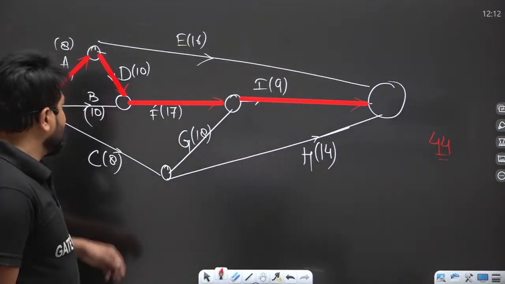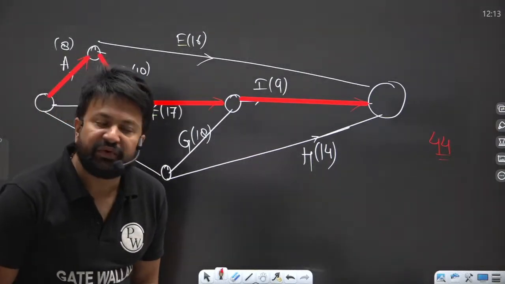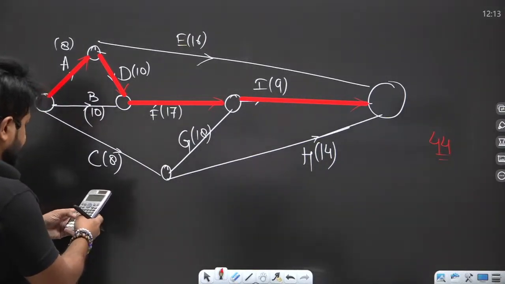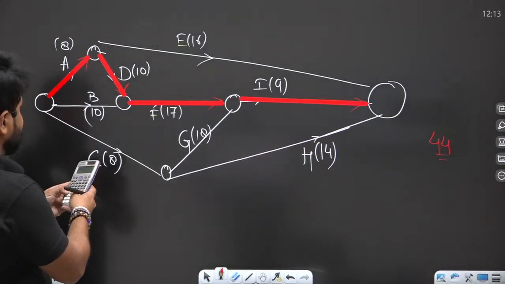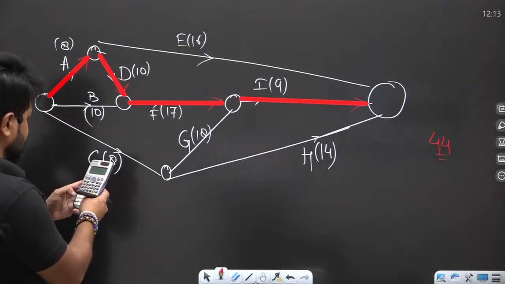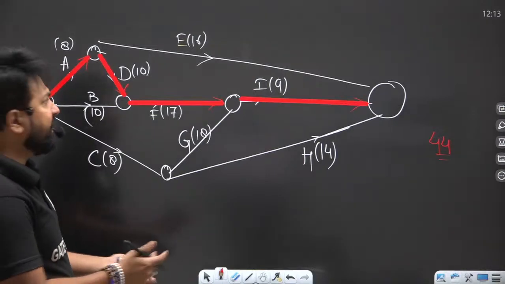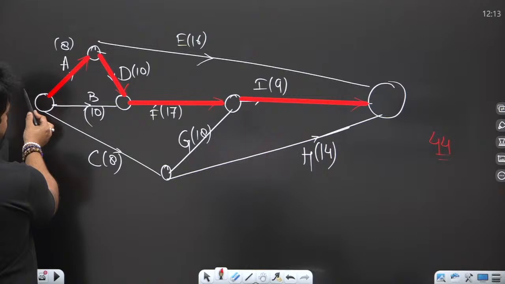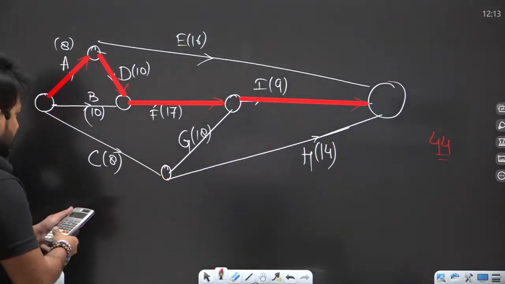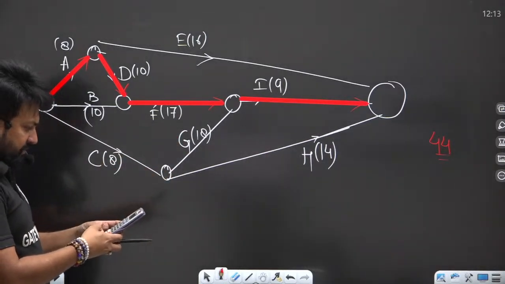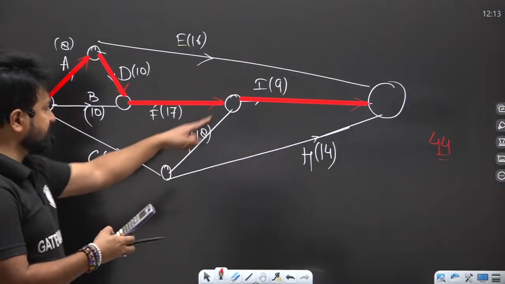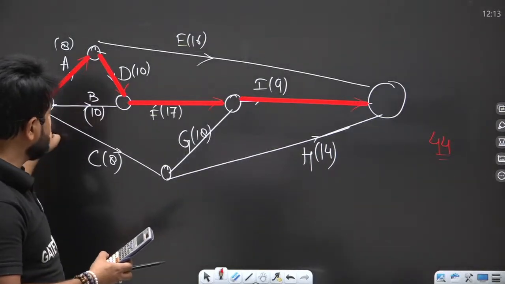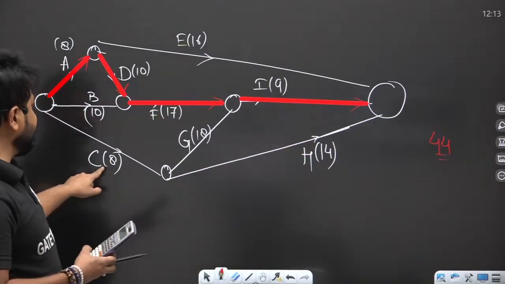Or you can go from any path. Are you getting the 62? No, my dear. I don't think that you are getting 62. 8 plus 10 plus 17 plus 9 is 44. From any other path, you are getting less than 44. 8 plus 16 is 24. If you go through this path, 8 plus 18 plus 9 is 35, again less than 44. If you go from this path, C and H, 14 plus 8, that is 22.